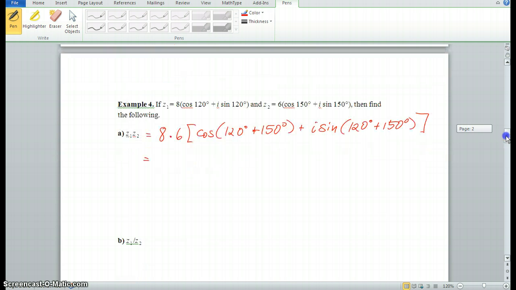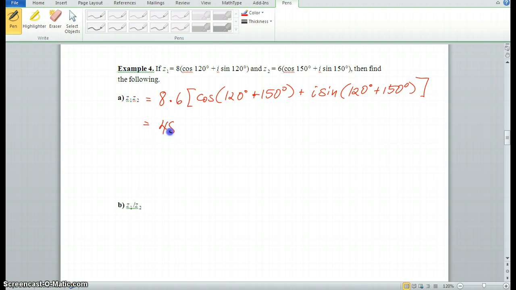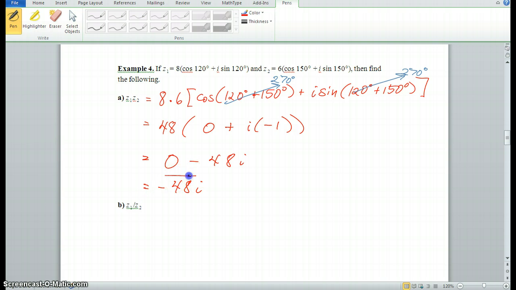If we go ahead and start simplifying, we get 8 times 6, 48. Cosine of 120 plus 150, well, let's first add these two angles, so 270 degrees. And simply enough, we know that the cosine of 270 from the unit circle is just 0. We know that the sine of 270 from the unit circle is -1. Simplifying one more step by distributing the 48 leads to 0, and then -48i.